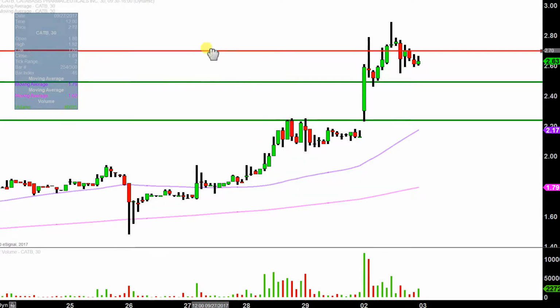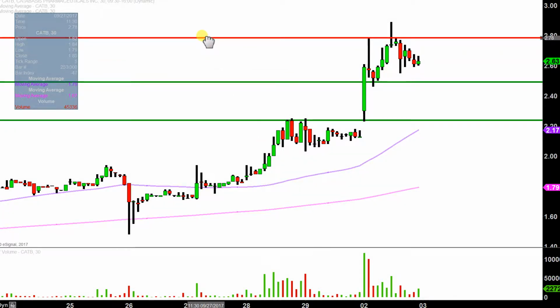Now, what about areas of resistance? Key level going into tomorrow and really the remainder of the week is right there at $2.78. Let's just call it $2.80.